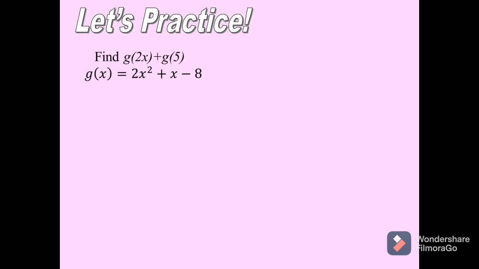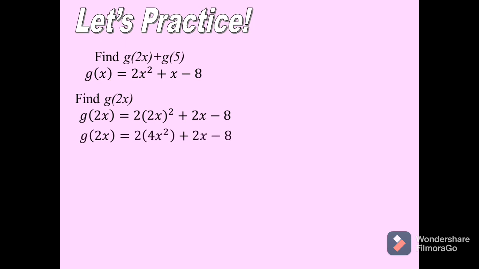Next, we have find g of 2x plus g of 5. With the given g of x is equal to 2x squared plus x minus 8. First, let's solve for g of 2x. G of 2x is equal to 2 times 2x squared plus 2x minus 8. Simplifying that, we'll get 2 times 4x squared plus 2x minus 8. Again, simplifying that, we'll get 8x squared plus 2x minus 8. Since there is no common term in the given, then that will be the final answer.